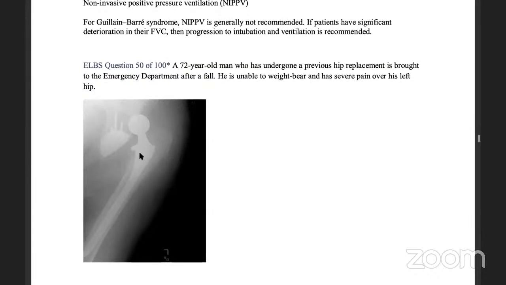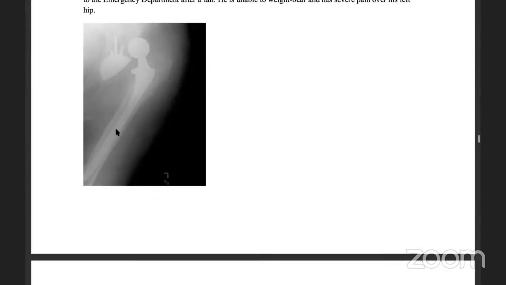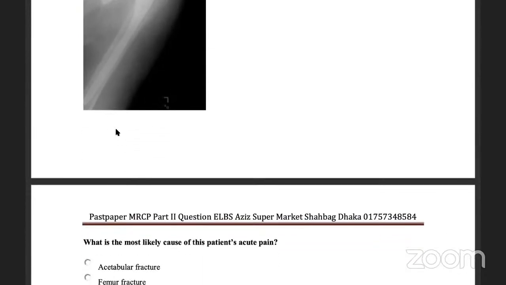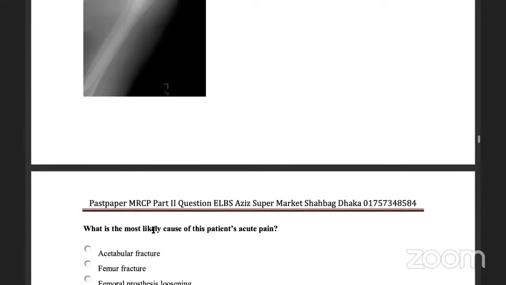A 72-year-old man who has undergone a previous hip replacement is brought to the ED after a fall. He is unable to weight-bear and has severe pain over his left hip. Maybe some displacement. What are the options? What is the most likely cause of this patient's acute pain? Hip dislocation, migration of the acetabular prosthesis, femoral prosthesis loosening, femur fracture, acetabular fracture.